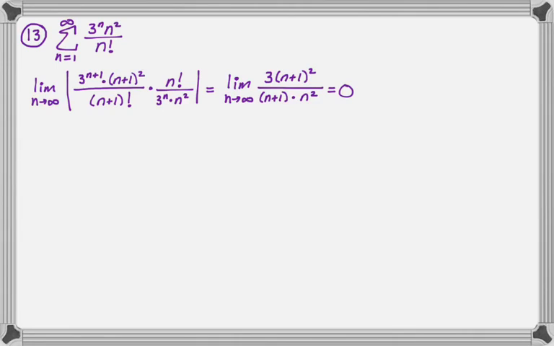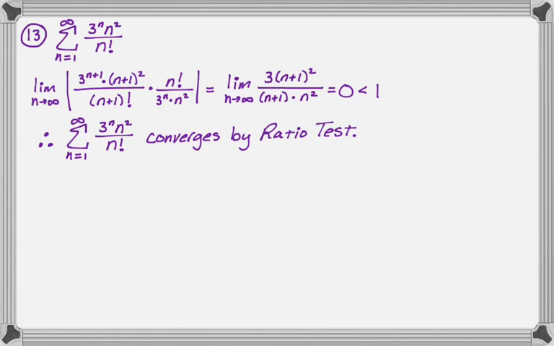Or you could use L'Hopital's rule, or however you want to deal with that. You could expand it and divide through by the highest power of n in the denominator. Whatever you want to do. I want to just look at it and say that limit is 0. That is definitely less than 1, and therefore we can say that the series converges by the ratio test.